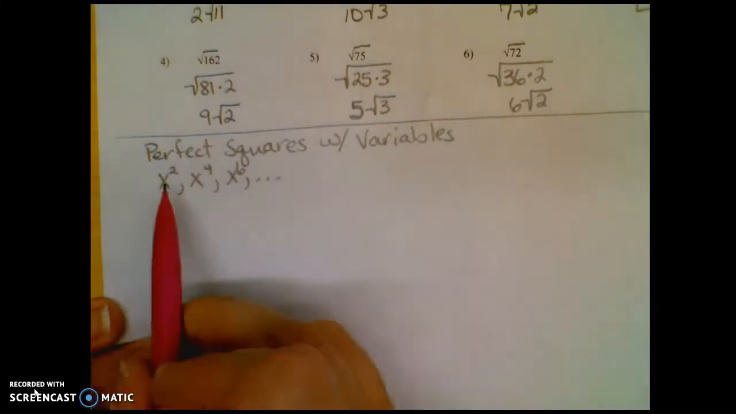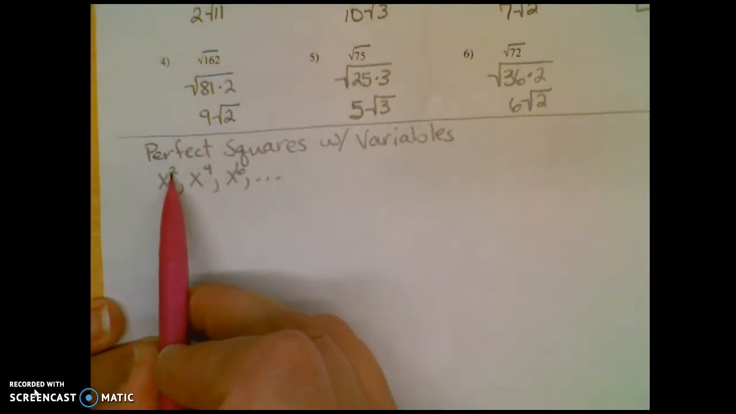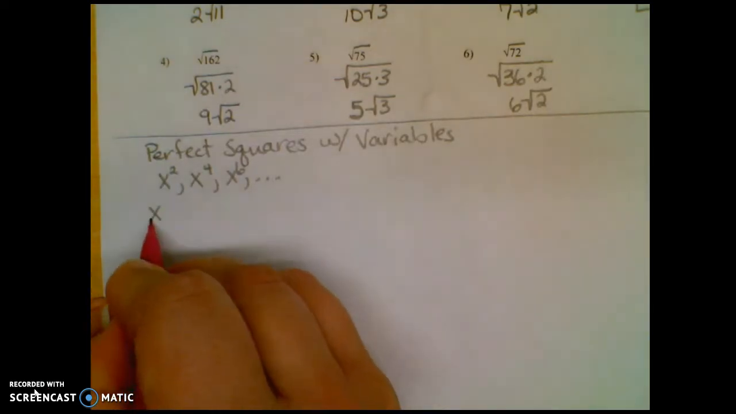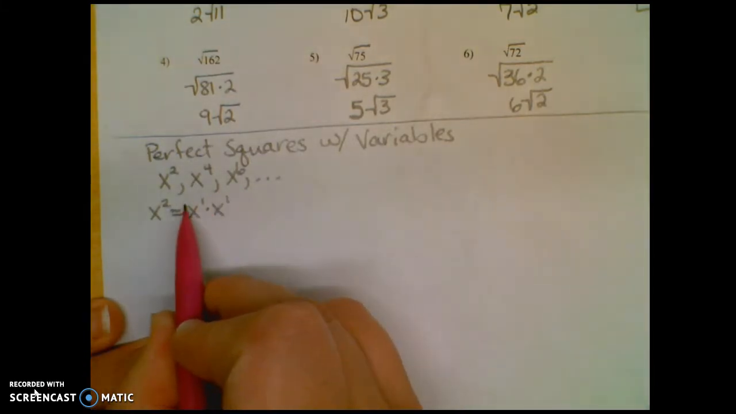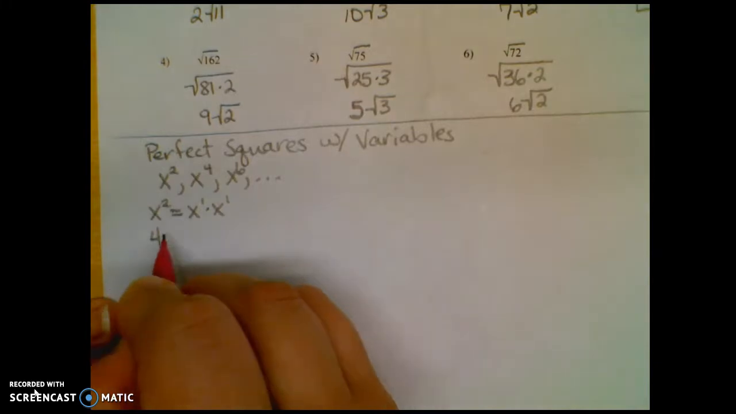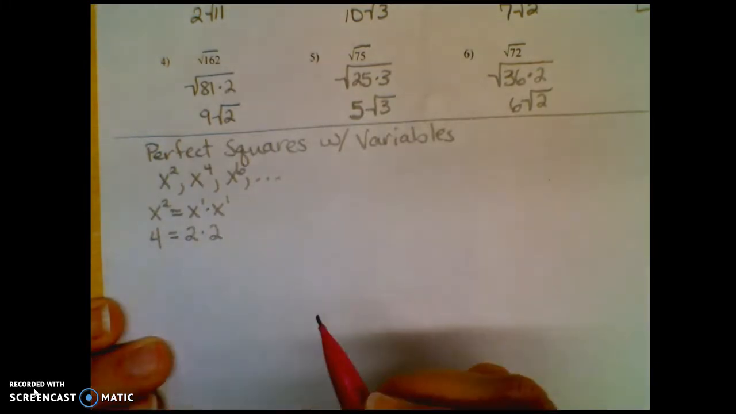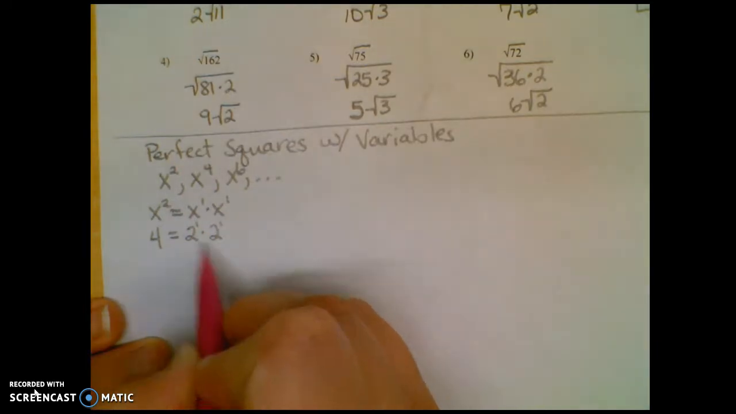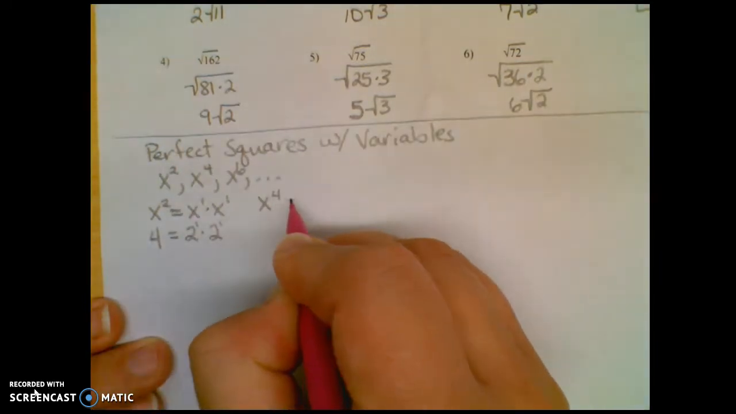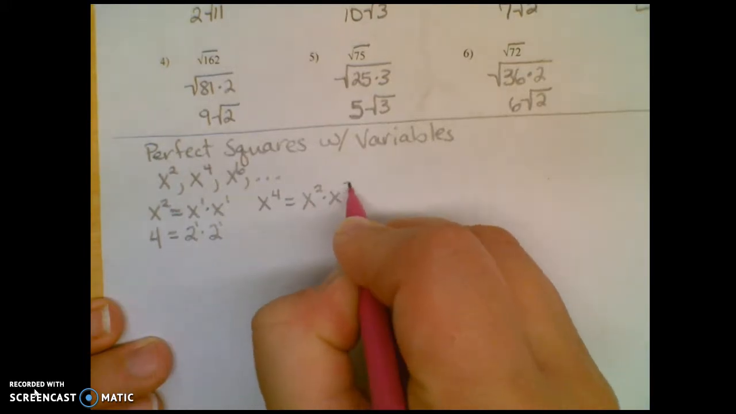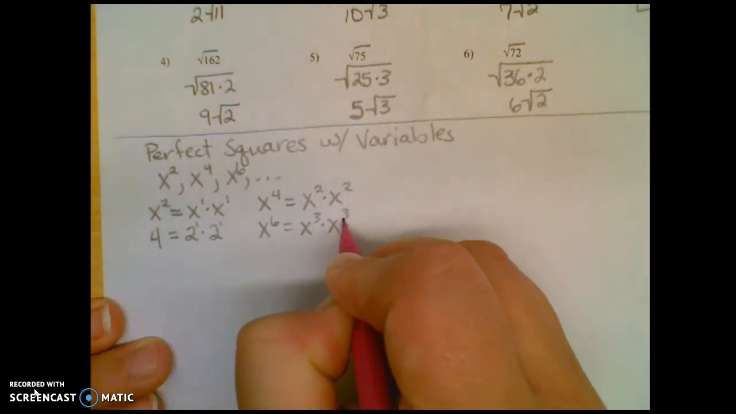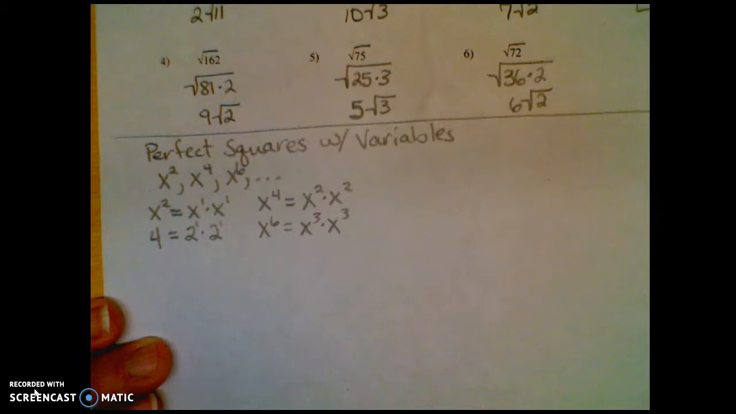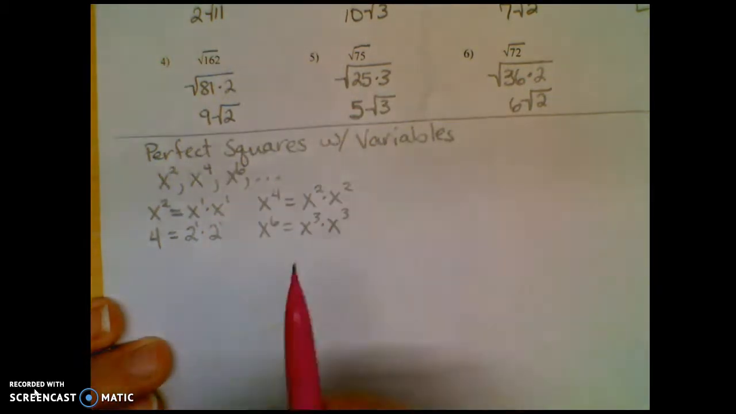And that's because they can be factored using one of our exponent rules. X squared is the same as x to the 1st times x to the 1st. So they are a perfect square, just like 4 is a perfect square because it is 2 times 2. X to the 4th is x squared times x squared. X to the 6th is x to the 3rd times x to the 3rd. Those are all perfect squares, and it will be the same for all of the even powers.